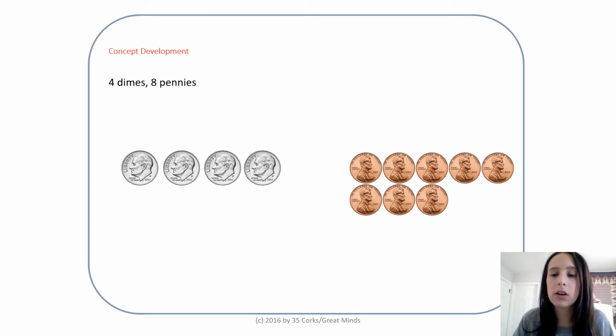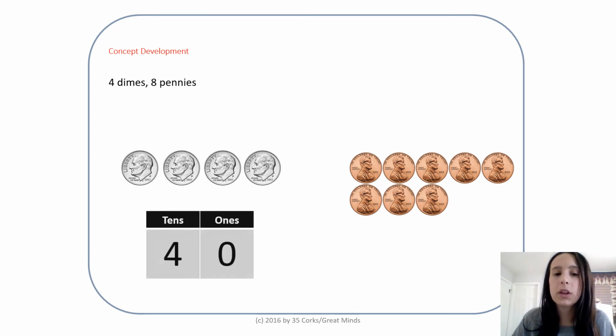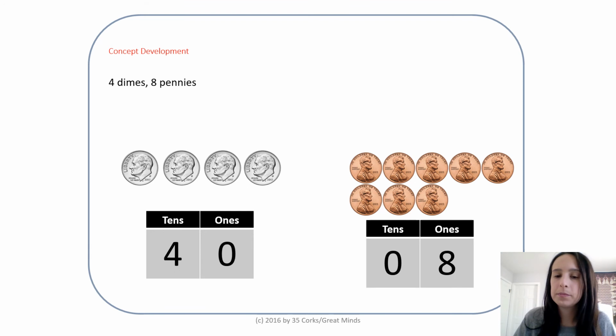How many tens are 4 dimes? 4 tens, 0 ones. Now I'm going to look at my pennies. I don't have any tens, so I put a 0, but we know that it's 8 ones. So I have my 2 place value charts. What would my number sentence look like? 40 plus 8 equals 48.